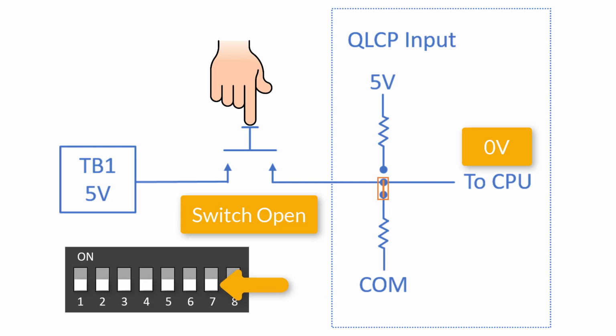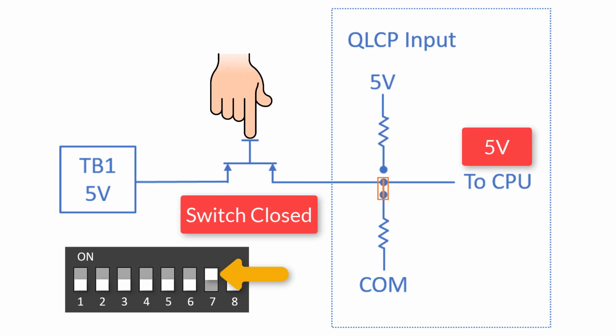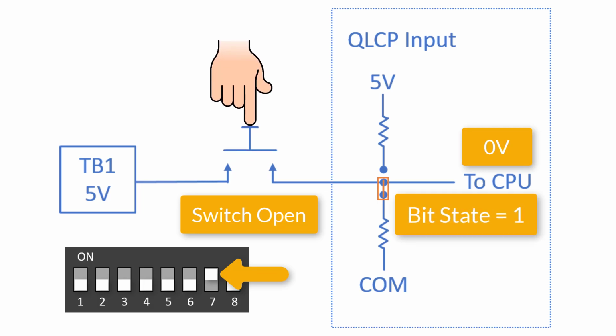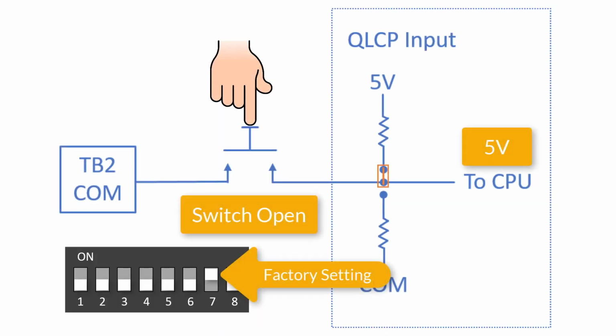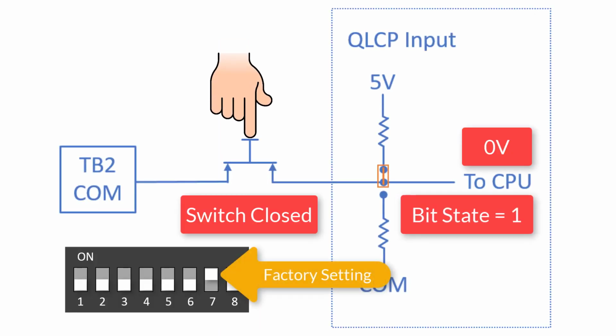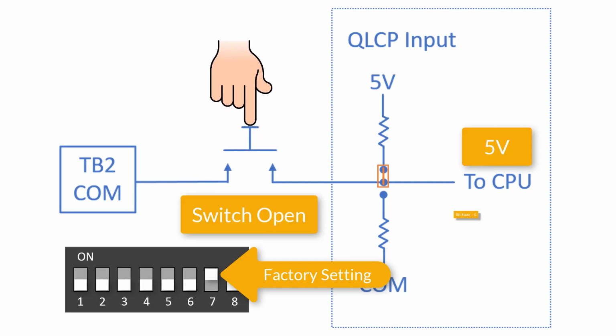When dip switch 7 is in the on position, the logic state is inverted. 5 volts applied to a switch input will be transmitted as a 0. 0 volts applied to the switch input will be transmitted as a 1. To support the most commonly used switch input configuration shown here, the factory setting for dip switch 7 is in the on position.